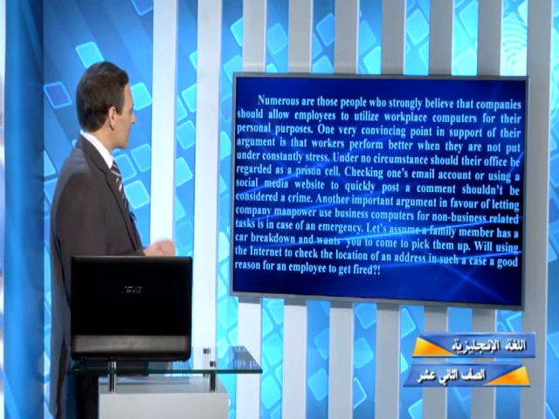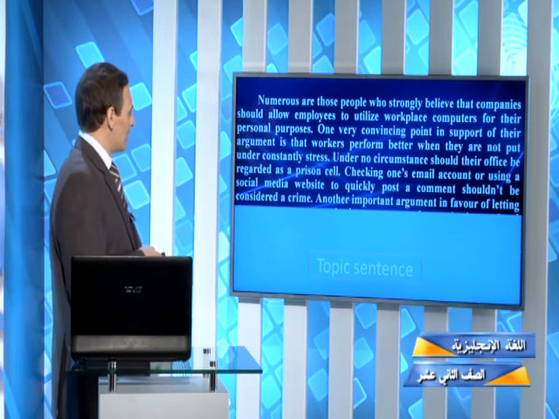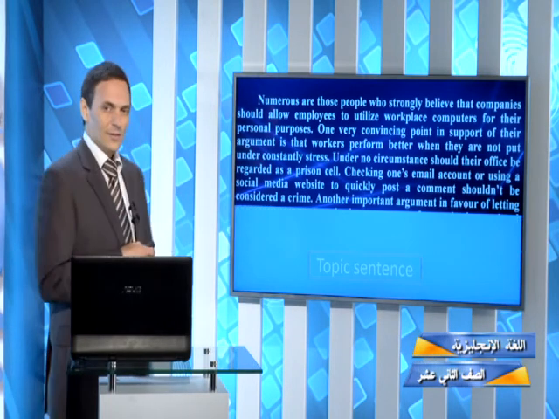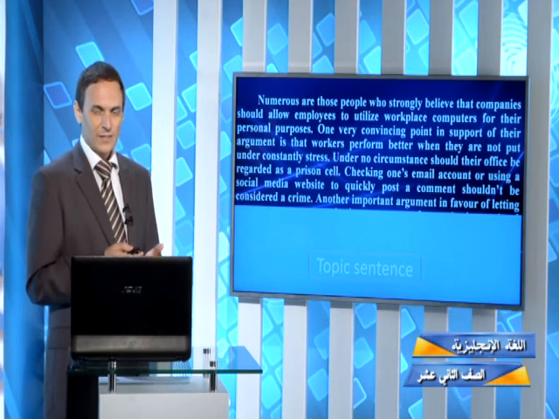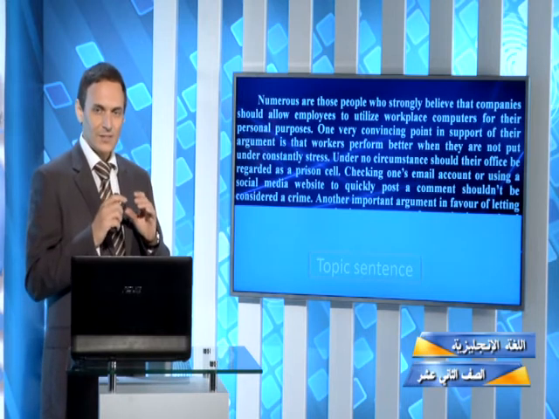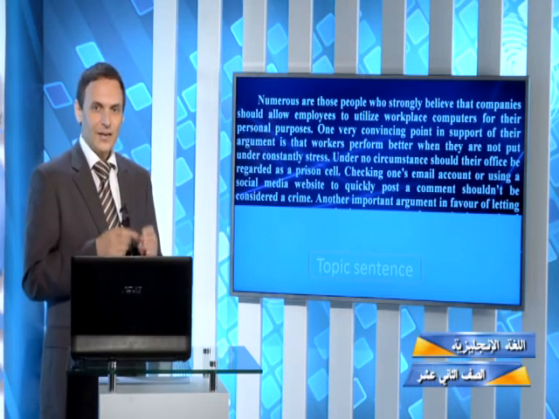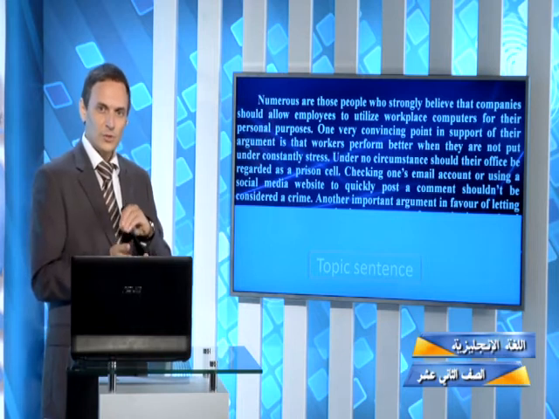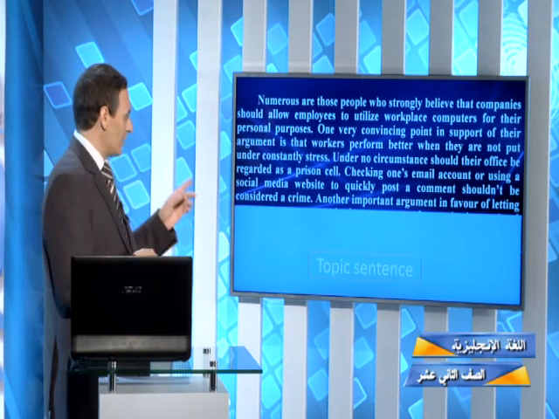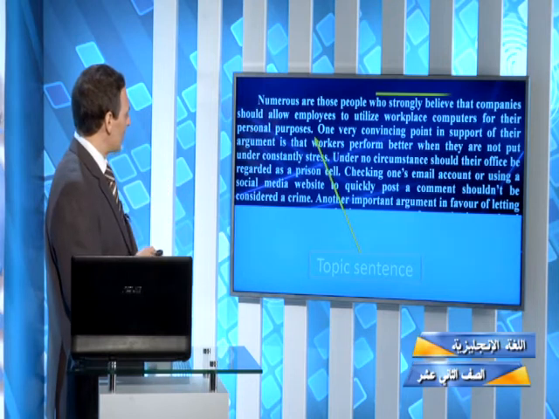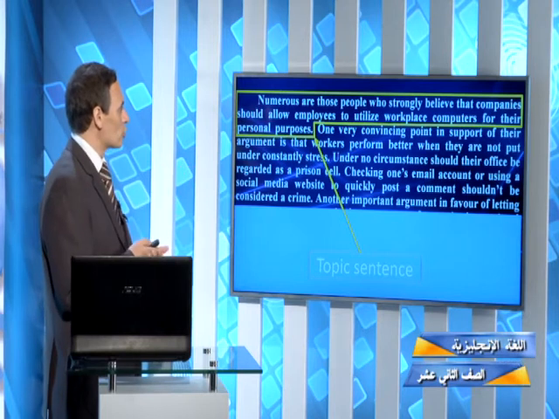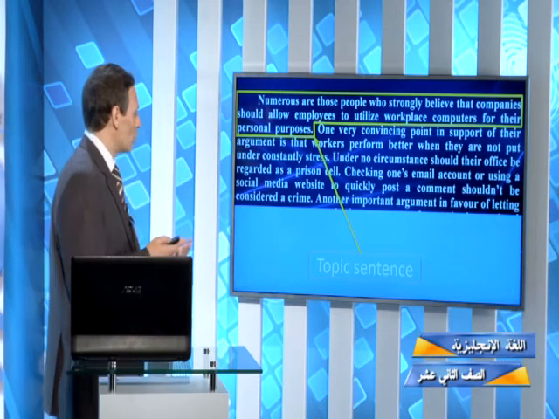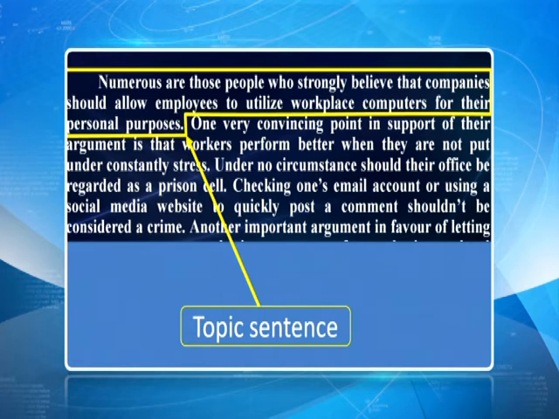Now, here is a paragraph, and the body paragraph starts with a topic sentence. What is a topic sentence? A topic sentence is often the first sentence that carries the main or the most important idea of the paragraph. Okay? In this paragraph, the topic sentence happens to be the first sentence. Okay? Numerous are those people who strongly believe that companies should allow workers or employees to use workplace computers for their personal purposes. This is the topic sentence.